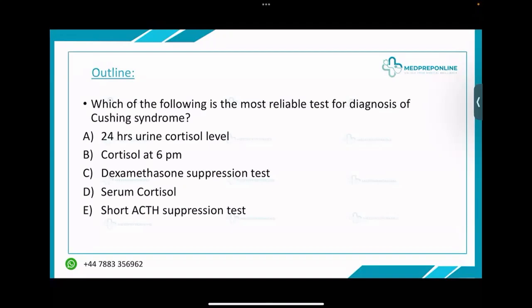So which of the following is the most reliable test for diagnosis of Cushing syndrome? Option A is 24 hours urine cortisol. B is cortisol at 6 p.m. C is the dexamethasone suppression test. D is serum cortisol. E is short ACTH suppression test.